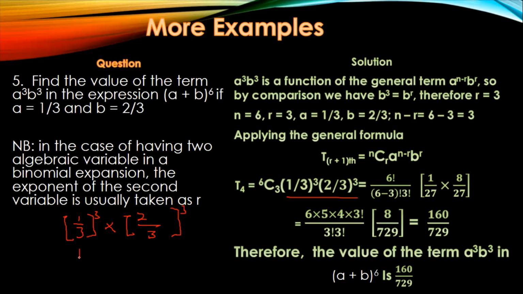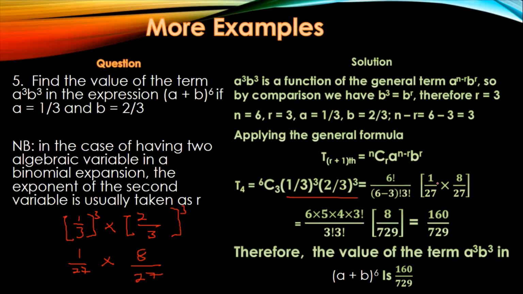So 1 raised to the power of 3 is 1, 3 raised to the power of 3 is 27. We get that. 2 raised to the power of 3 is 2 times 2 times 2, which is 8, and 3 raised to the power of 3 is 3 times 3 times 3, which is 27. Not 9, not 3 times 3. It's 3 times 3 times 3. Do we get that? Yes, very good.